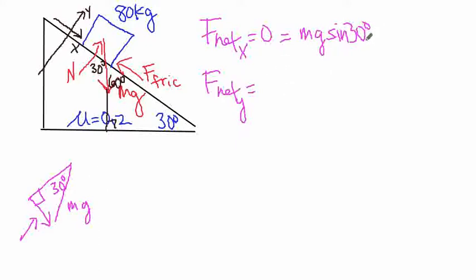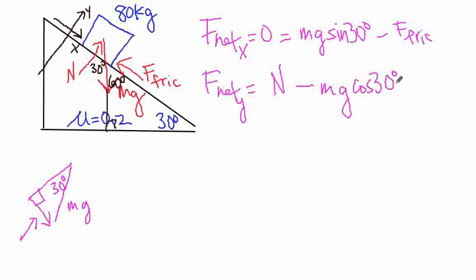All right, and then what other forces in the x direction? We've got friction, opposite. So that takes care of that one. Right away you can see that friction is the weight times sine 30 degrees. And then in the y direction, we've got the normal force balanced by mg cosine of theta. All right, and so there you have it.